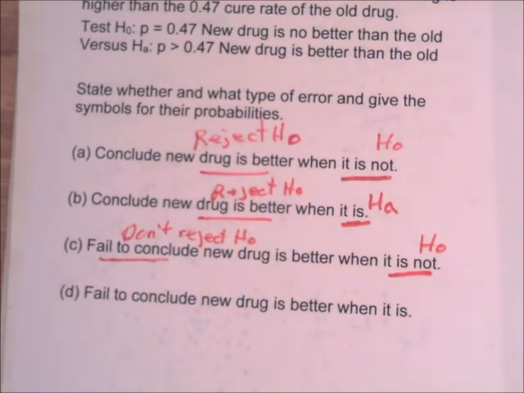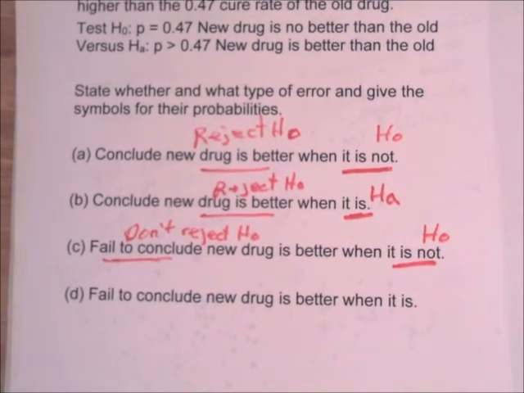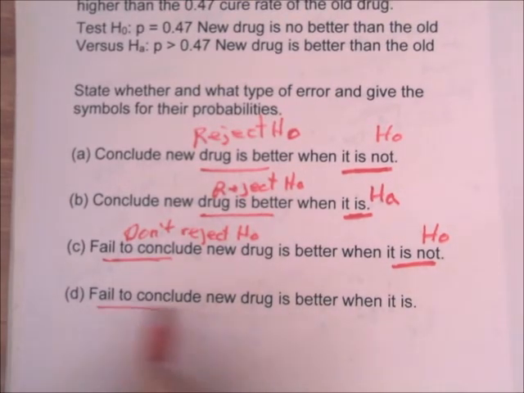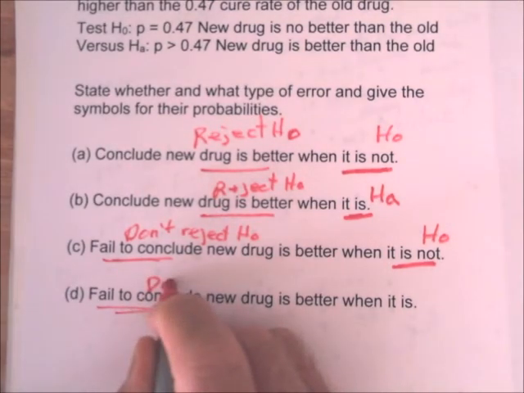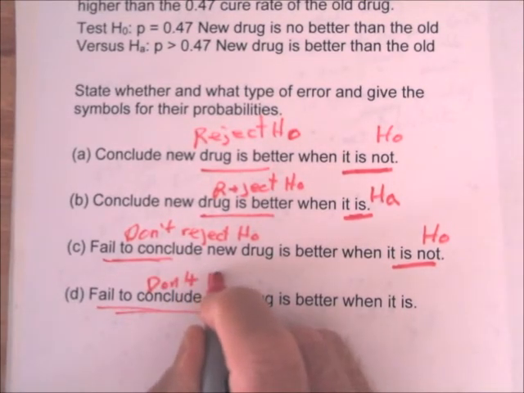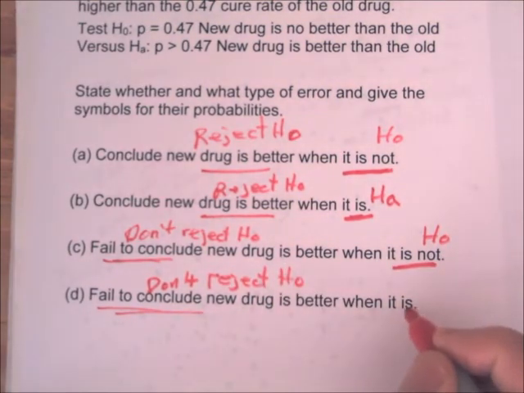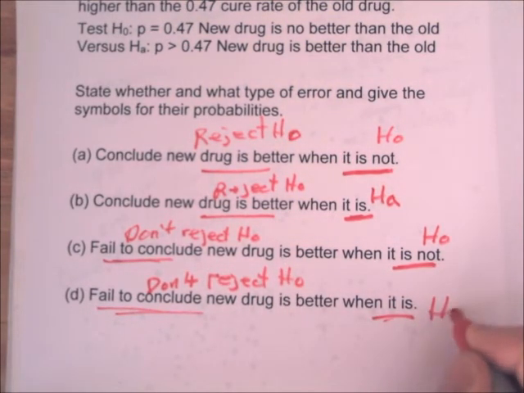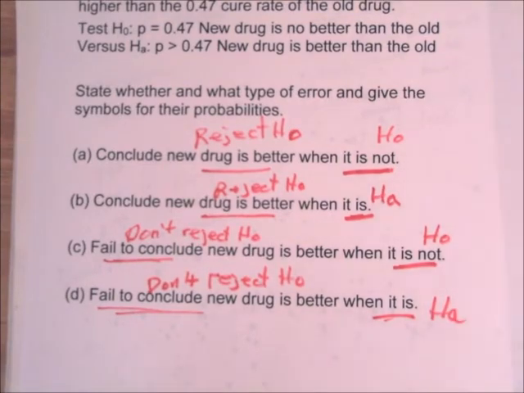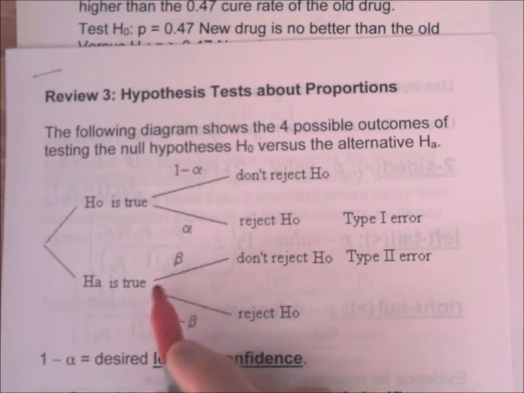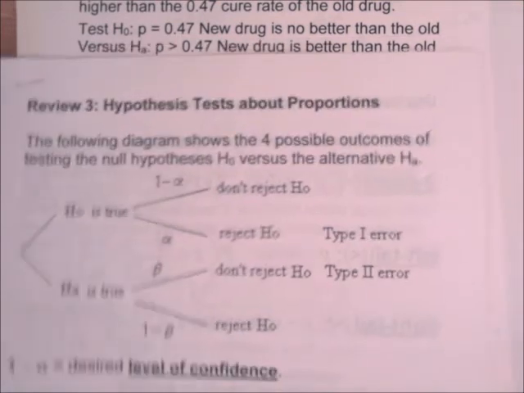Okay, and then part D. Don't reject H naught. Fail to conclude the new drug is better. That means we don't reject. And when it is better, that means HA is true. So that would be a type 2 error, and its probability is beta. Don't reject H naught when HA is true. That's a type 2 error.